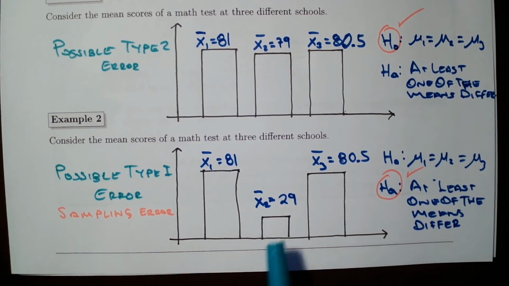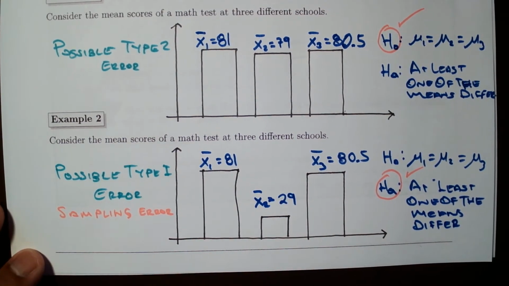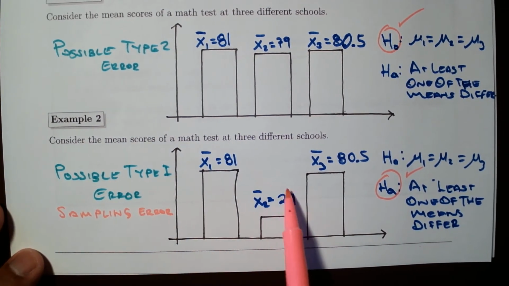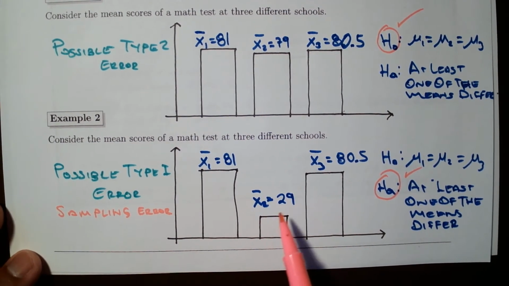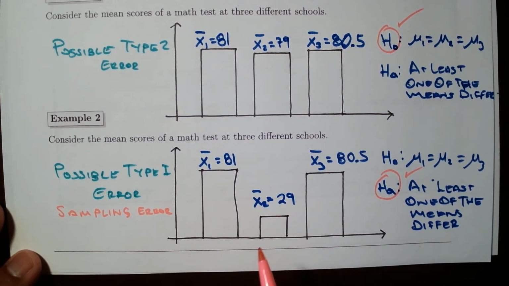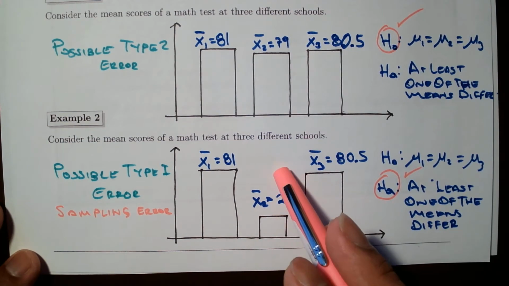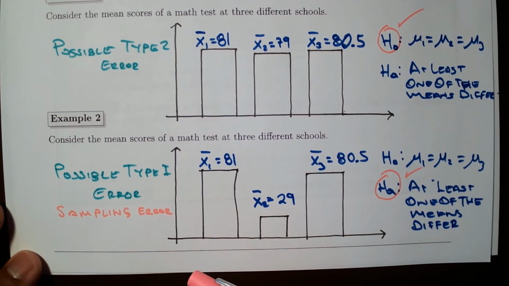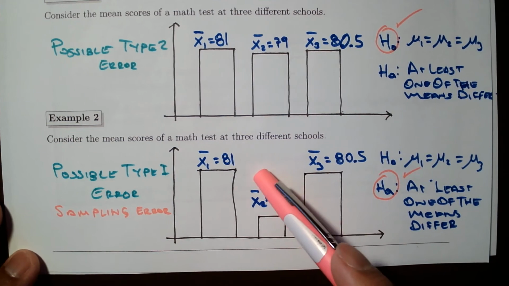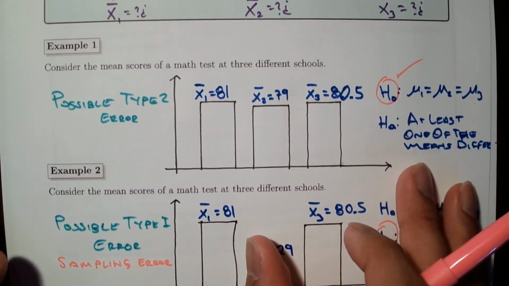Well, in this case, what could have happened? Maybe they chose the worst students or the underperforming students for the test in the second case. Or maybe something happened when they were taking the test. Maybe the fire alarm went off, and students after that couldn't concentrate anymore on the test, but they could have performed as in the first case. Well, possible type of error 2.